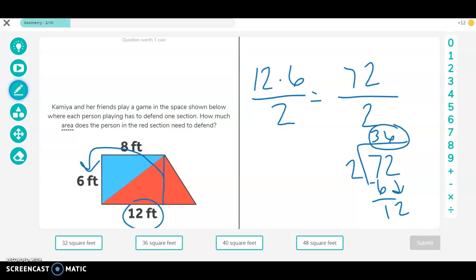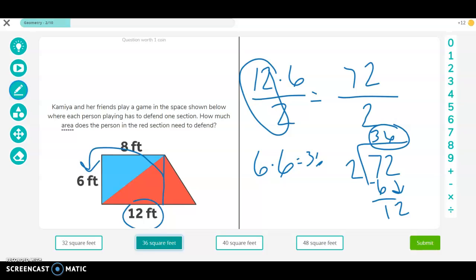Remember, a few weeks ago I taught you could divide these two numbers out first. 12 divided by 2 is 6. So that would leave us with 6 times 6, which equals 36. So the person in red has to guard 36 square feet.